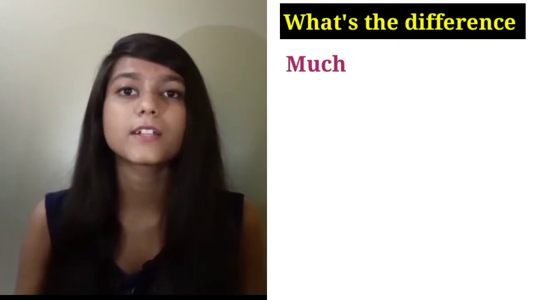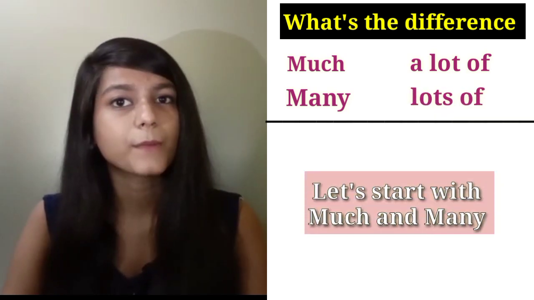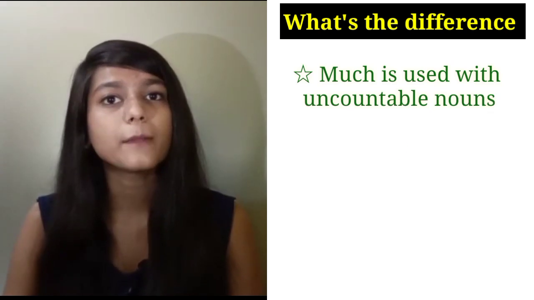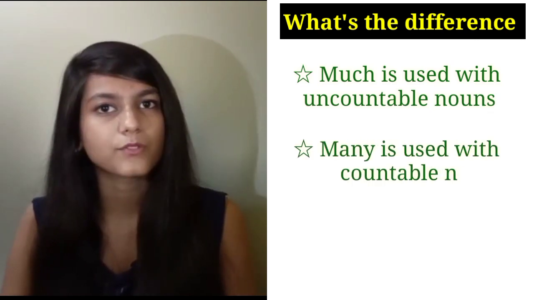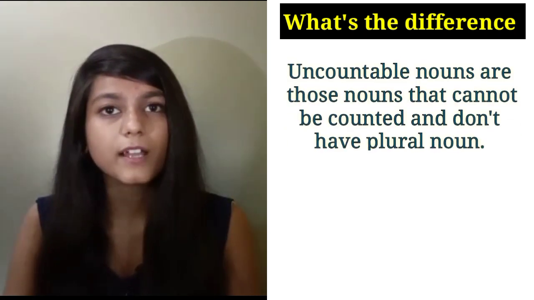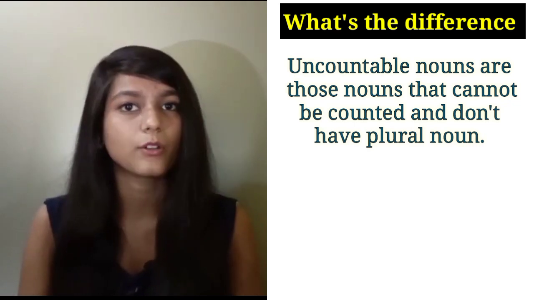Now the question comes here. What's the difference between much, many, a lot of and lots of? So let's start with much and many. Much is used with uncountable nouns and many is used with countable nouns. So what are uncountable and countable nouns? Uncountable nouns are those nouns that cannot be counted and don't have plural form.